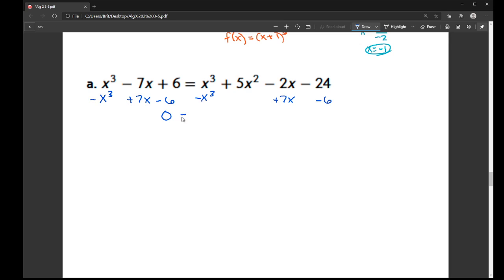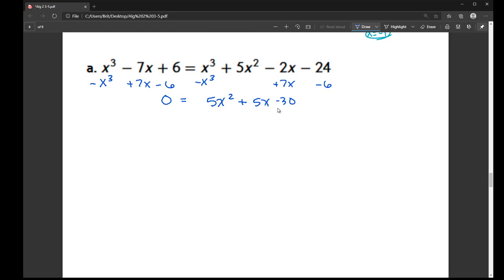So this turns into 0 equals, the x cubes cancel, and I get 5x squared plus 5x minus 30. So this expression turned into a quadratic. And that's kind of nice.